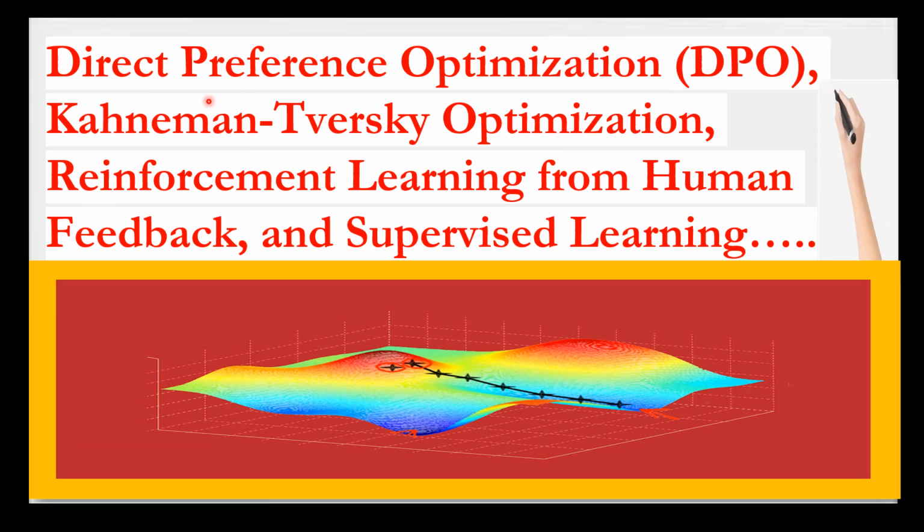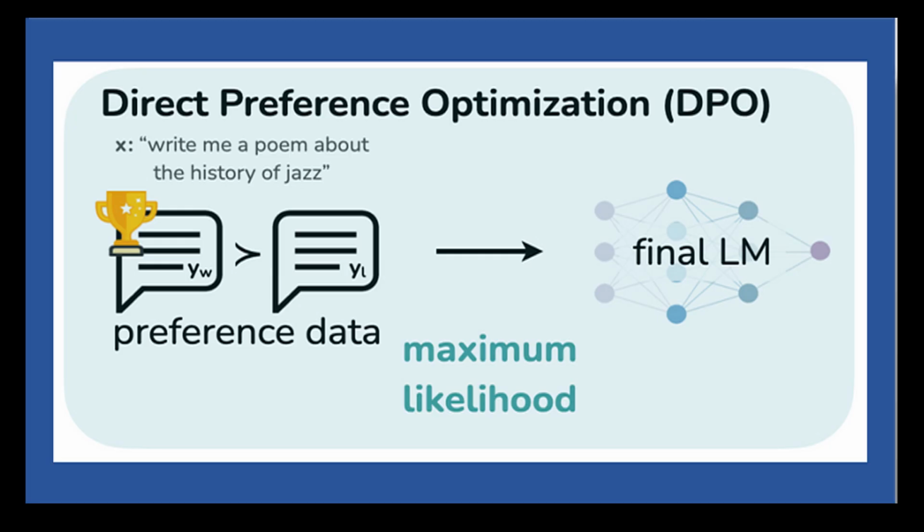Let's break down 4 powerful optimization techniques used in artificial intelligence, which are direct preference optimization, Kahneman-Tversky optimization, reinforcement learning from human feedback, and supervised learning. So today we will explain them in simple, relatable terms so that anyone can understand their concepts. So let's start with direct preference optimization.